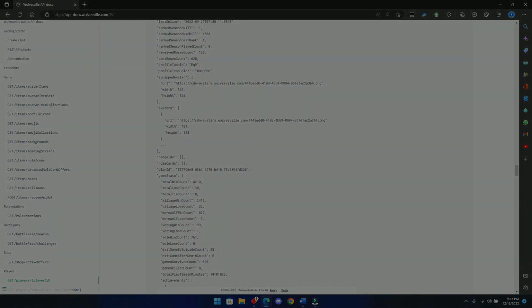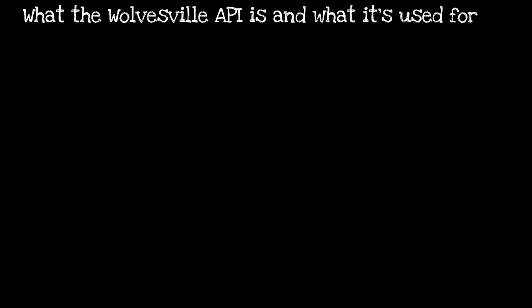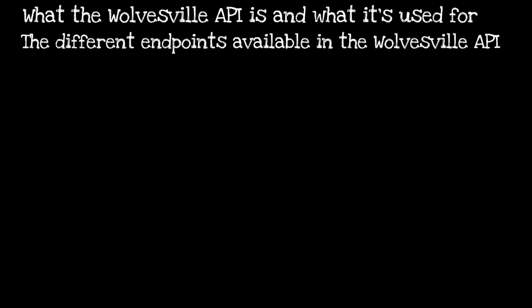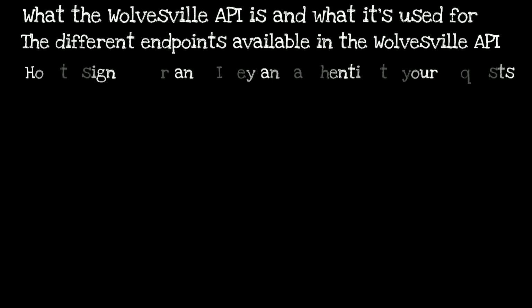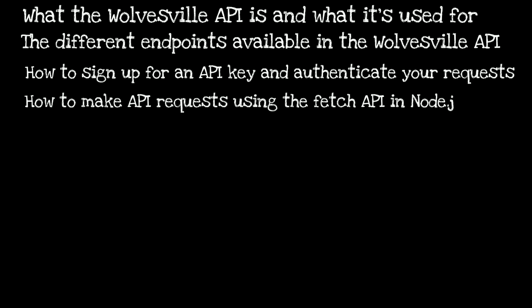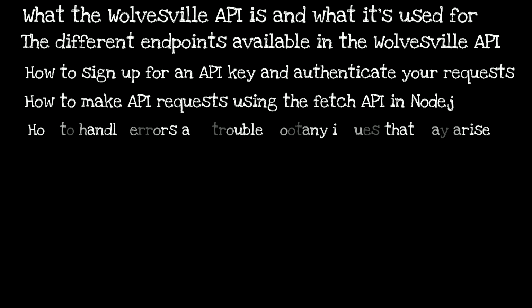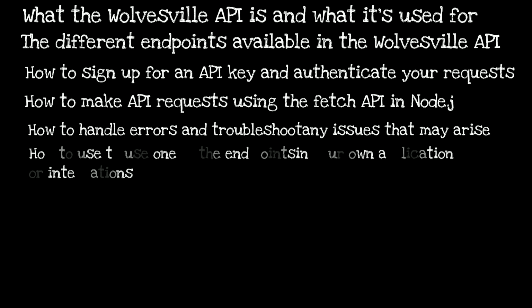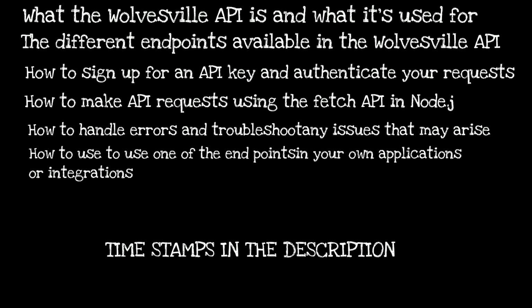Here is what you'll learn in this video. What the Wolvesville API is and what it's used for. The different endpoints available in the Wolvesville API. How to sign up for an API key and authenticate your requests. How to make API requests using the Fetch API in Node.js. How to handle errors and troubleshoot any issues that may arise. How to use one of the endpoints in your own applications or integrations as an example. Now that we've introduced the topic, let's dive into the video without getting bogged down in too many details.